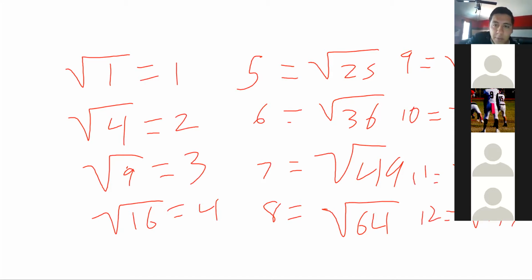So we need to remember these are what we call our perfect squares, because when we take the square root of these numbers, we are going to get a nice round number without any decimals. So we always need to remember, make sure we write those down, keep them handy because they're going to be important later on.